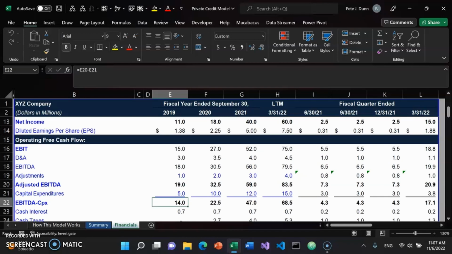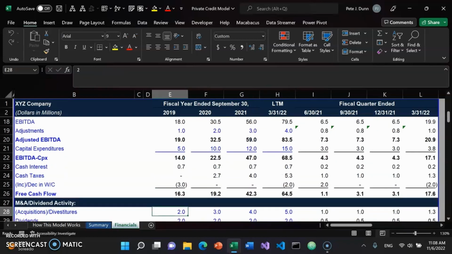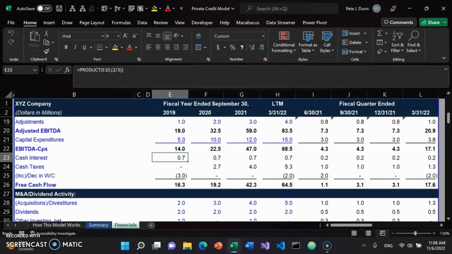Subtract out CapEx, and you're left with EBITDA minus CapEx. So that's growing even with the capital expenditures.